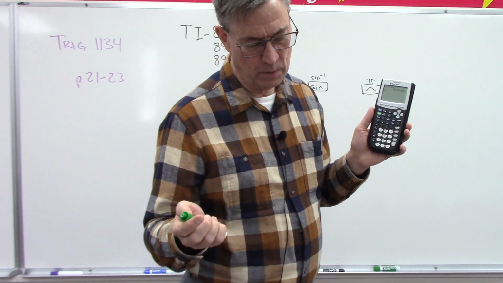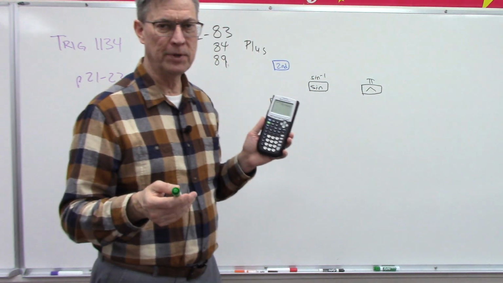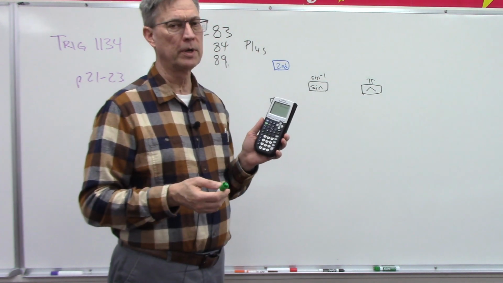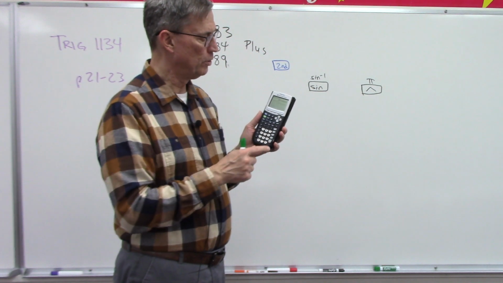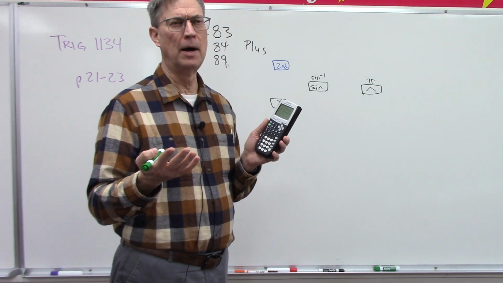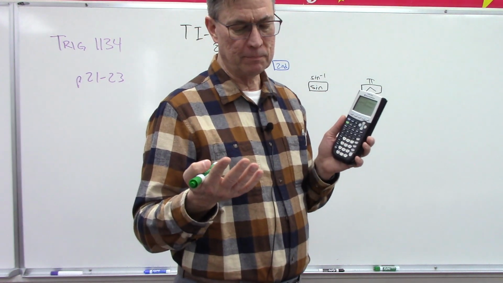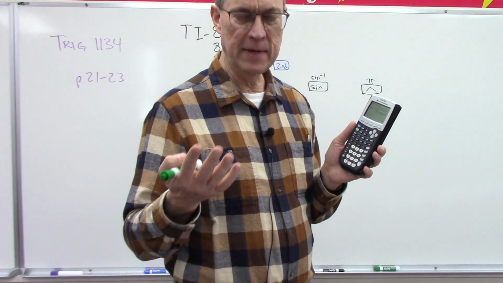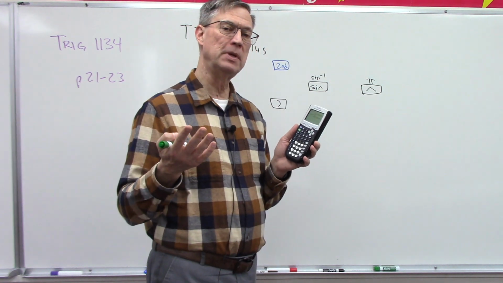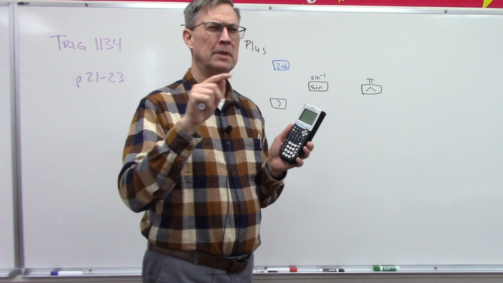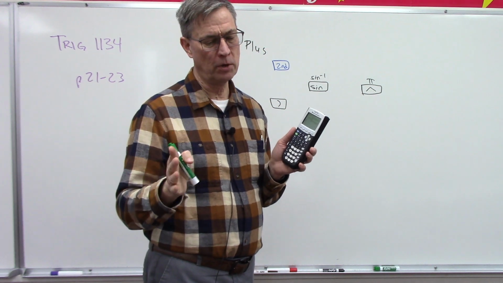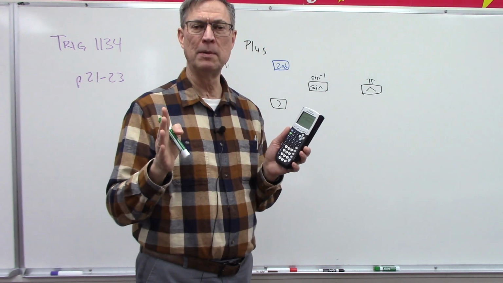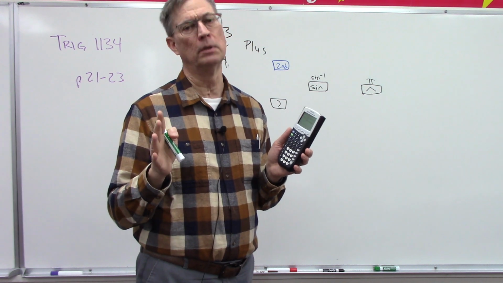And then on page 23, it's the same thing. You're using a calculator to do the work, but they're just showing you that the radians are not always going to be in terms of pi. A lot of times, like on page 22, all the radian measures have pi as part of their answer.